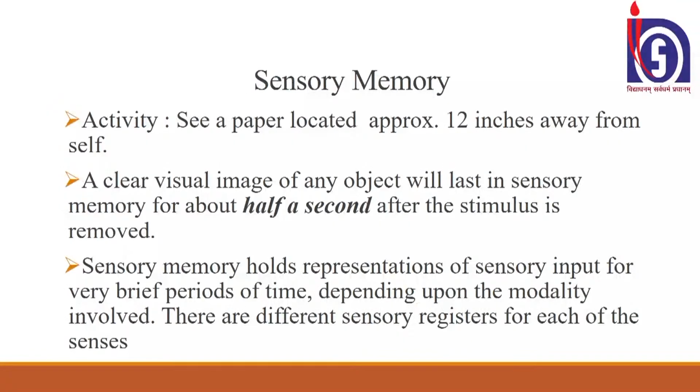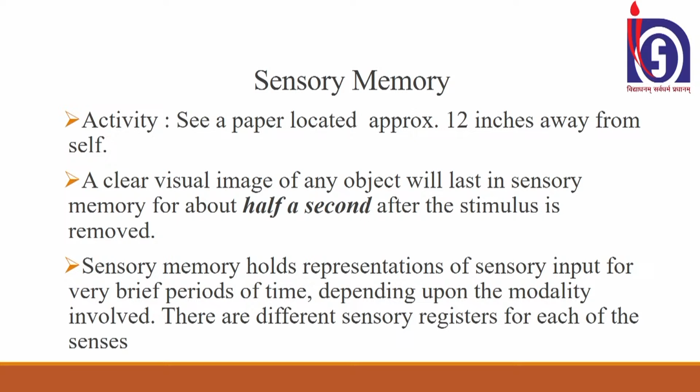I'll ask you to do an activity. Keep a paper approximately 12 inches away from yourself for a few seconds, then close your eyes and try to see that image and notice how much time has passed. A clear visual image of any object will last in the sensory memory for about half a second after the stimulus is removed. So when I remove the paper, or when you close your eyes, for only half a second that image of the paper will be available to you, and this is what your sensory memory is.